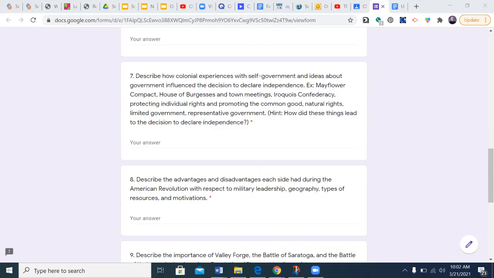Number 7, describe how colonial experiences with self-government and ideas about government influenced the decision to declare independence. You may cite the Mayflower Compact, House of Burgesses and town meetings, Iroquois Confederacy, protecting individual rights and promoting the common good, natural rights, limited government, representative government. Hint, how did these things lead to the decision to declare independence? You do not need to cite each of them in order to successfully answer this question.